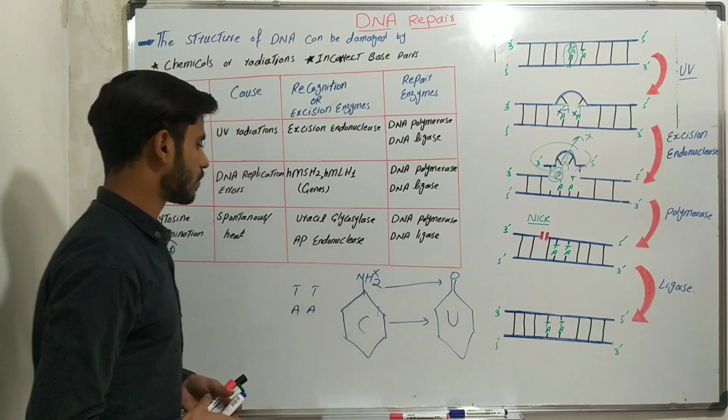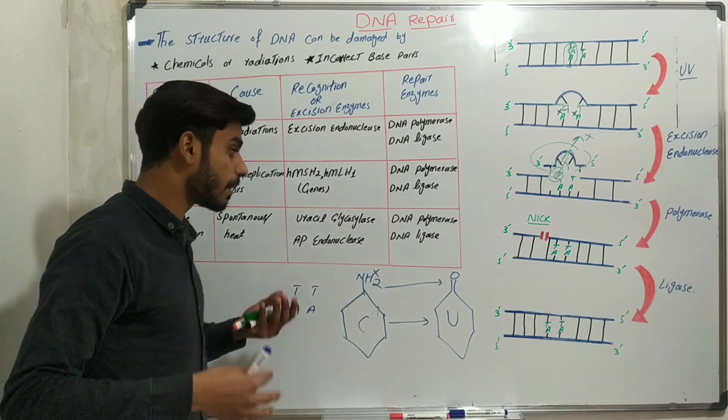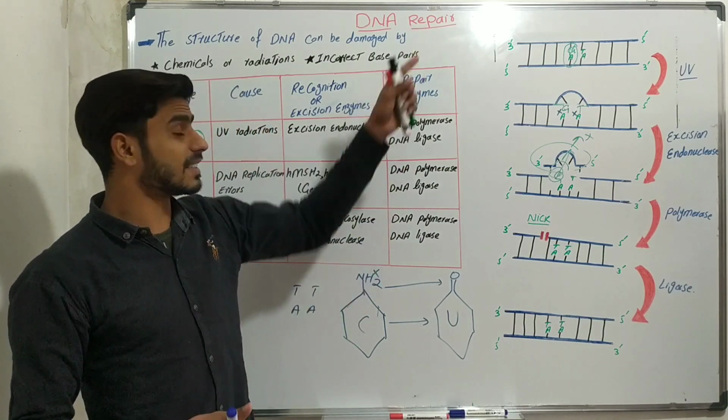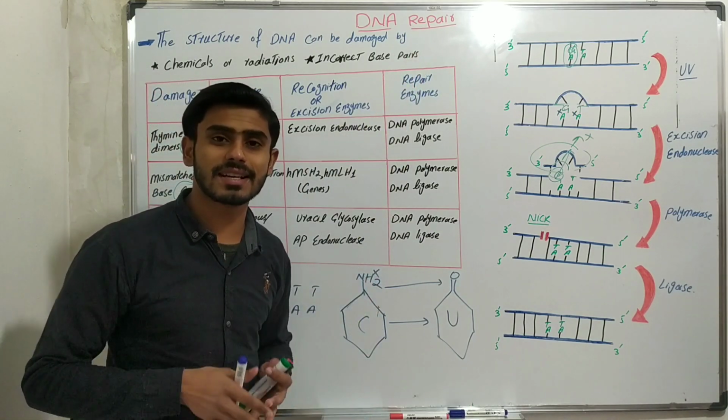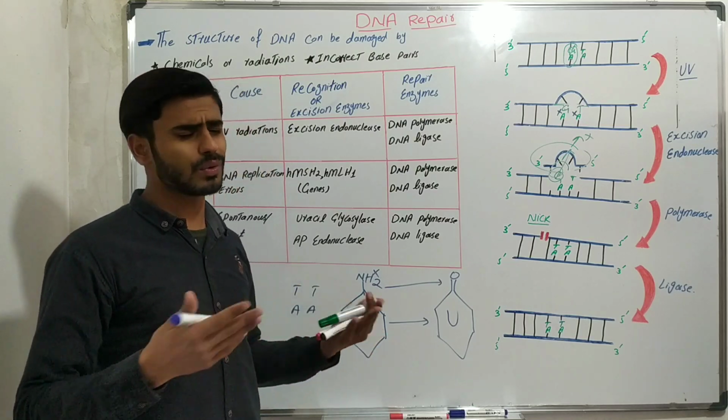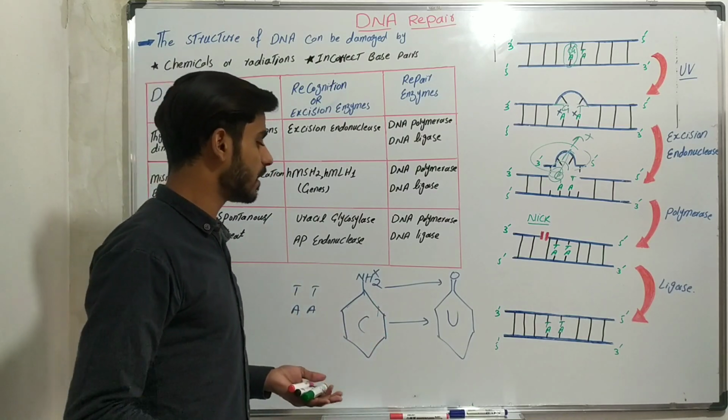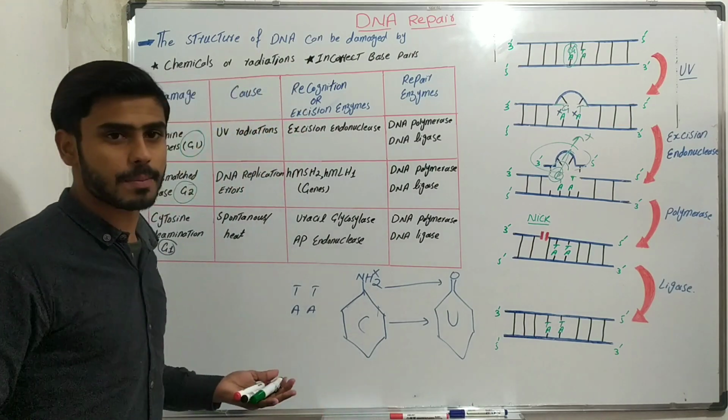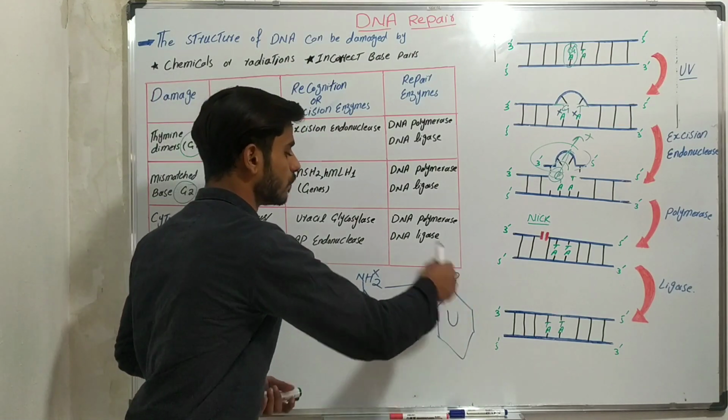So now here is a uracil formation, but you know that in DNA we just need thymine, we don't need uracil. So here must be thymine, here must not be uracil. So what is the purpose of uracil here? We have to remove this uracil.